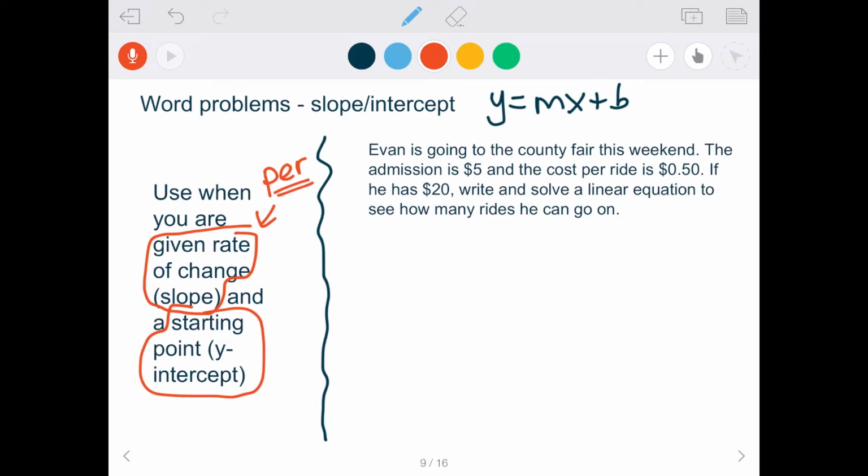So if we look at our problem here, Evan is going to the county fair this weekend. The admission is $5 and the cost per ride is 50 cents. If he has $20, write and solve a linear equation to see how many rides he can go on. So the admission is $5. This is what he has to start with. He's starting with the $5, and then he's going to keep riding rides until he runs out of money. And see, it says per. So there's your slope. So the equation would be y equals 0.5x plus 5. Now, if we know he has $20, that goes here where y is. That's total cost.